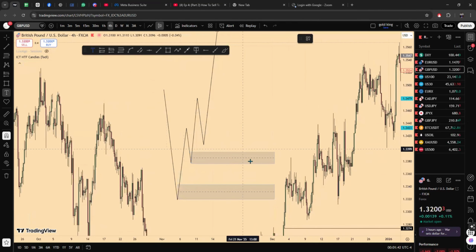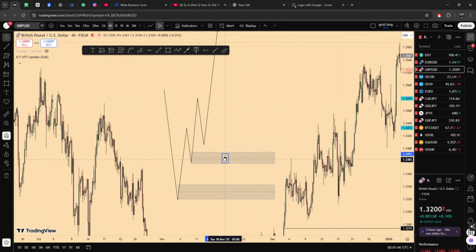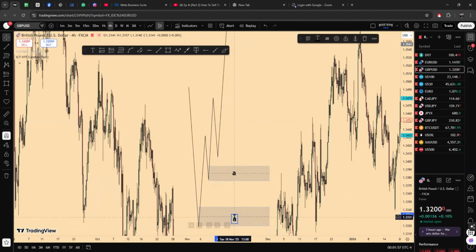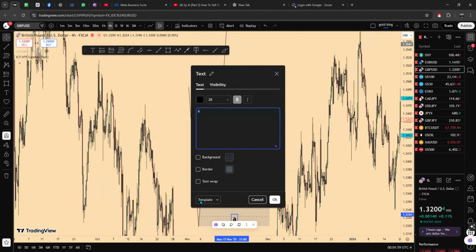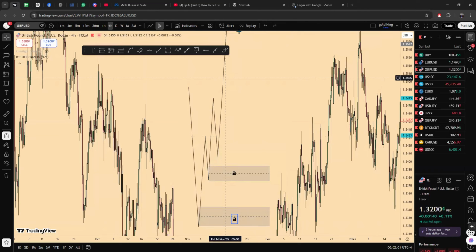Type it on the chat. Let's see. Which one do you think is going to hold price? We have A, and then we have B. Type it on the chat. Which one do you think is going to hold price? A or B? Second. Okay. Daylight says second.